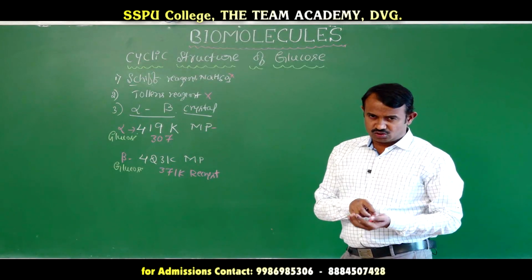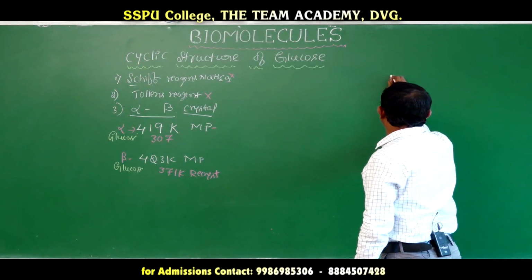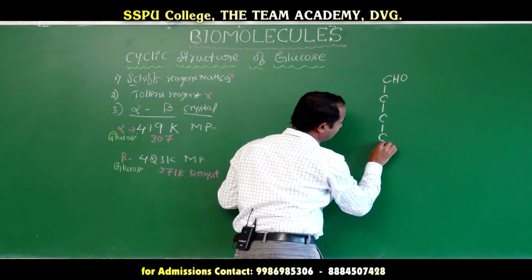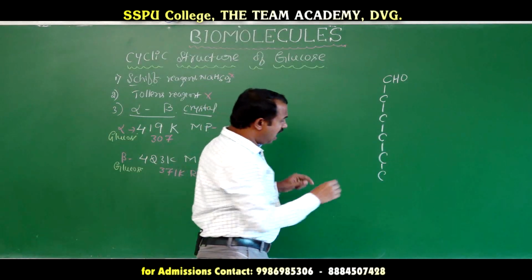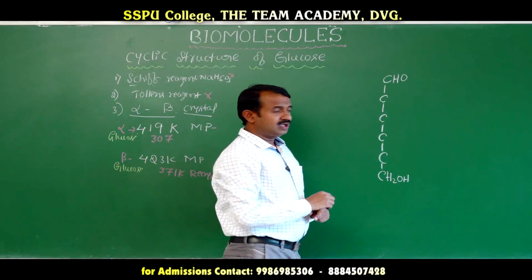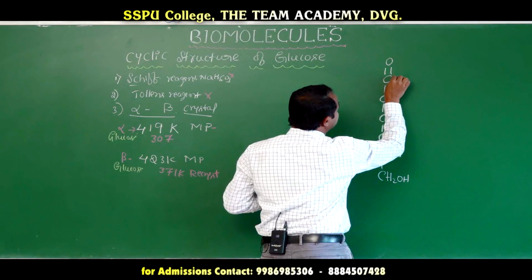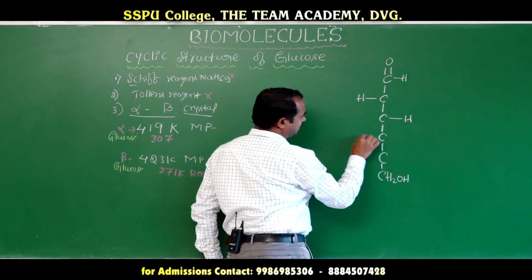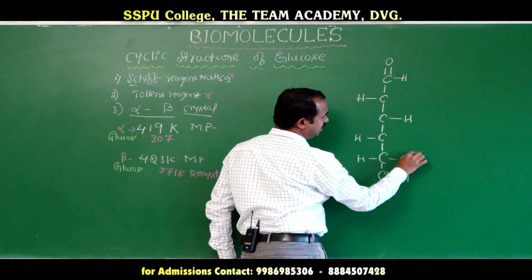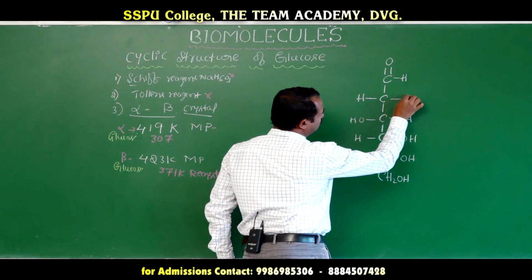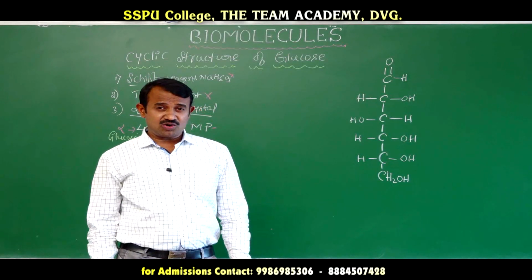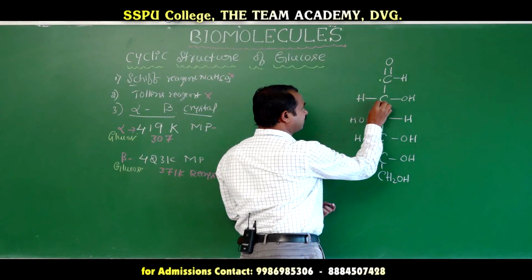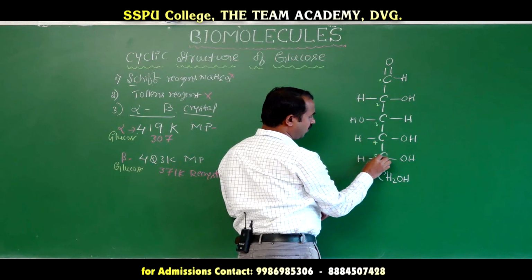You should know about alpha glucose and beta glucose. The compound contains CHO, the aldehyde functional group, and has 6 carbons. The last carbon has CH2OH. On the other carbons we write hydrogen and hydroxy groups, left and right. Taking the lowest asymmetric optical active carbon, the hydroxy compound is on the 5th carbon, numbered 1, 2, 3, 4, 5, 6.